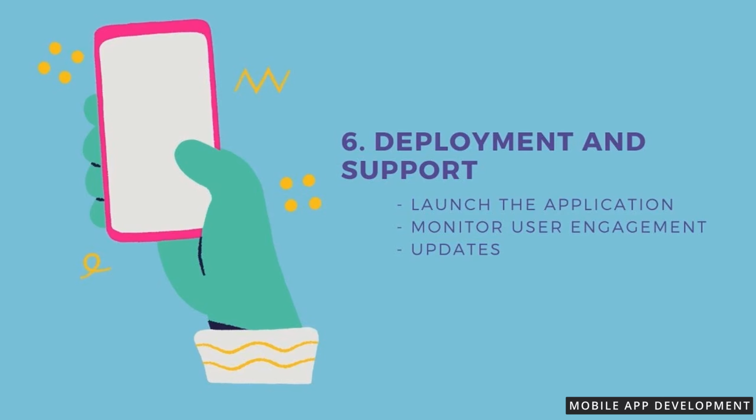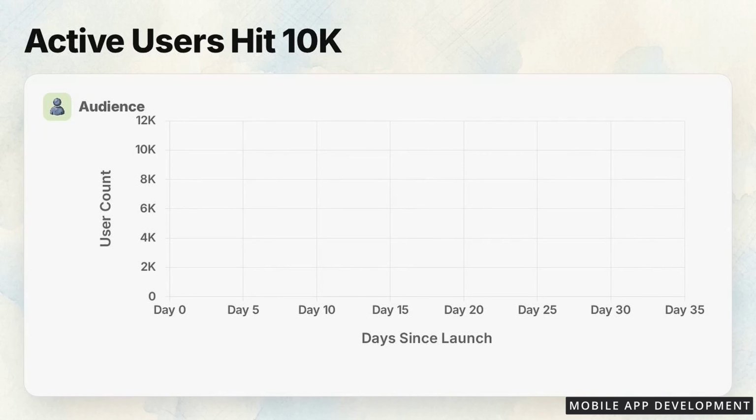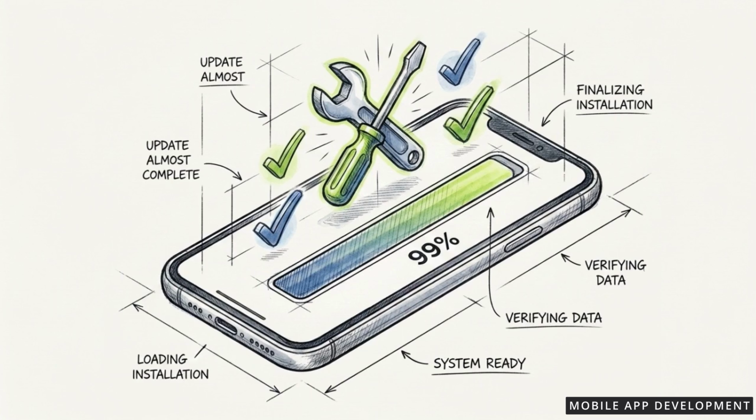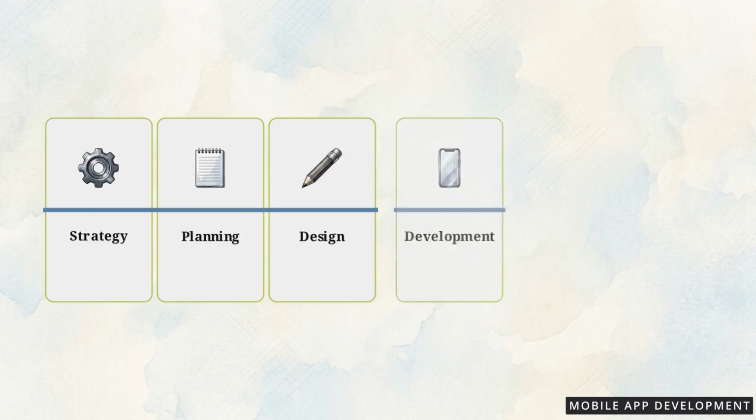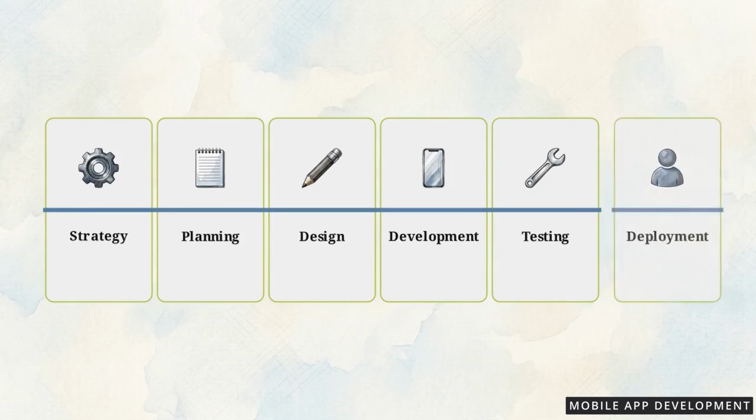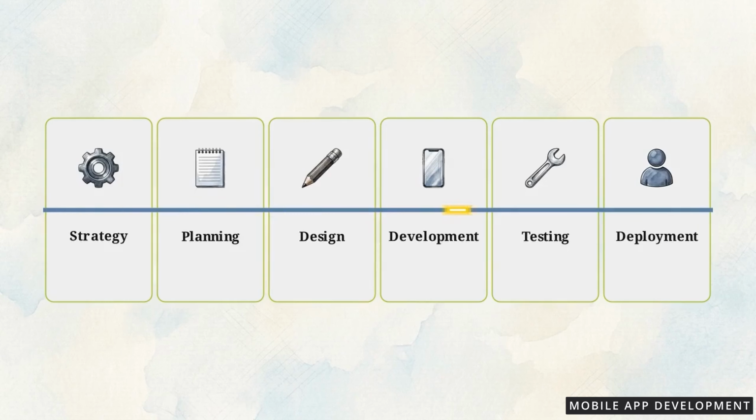But the job doesn't end on launch day. Developers monitor user engagement through analytics to see how people are using the app, and they continuously send out updates to fix bugs and improve performance. So taking a raw idea and turning it into a functioning tool requires strategy, planning, design, development, testing, and deployment. It is a strict, tedious pipeline.